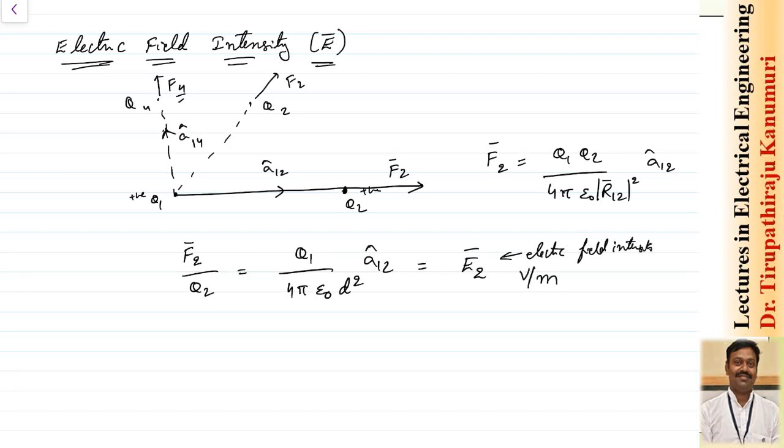The unit for this is volts per meter. Volts per meter, because the unit for force is newtons, so we can take this as newtons per unit charge. In electrical engineering we generally represent it by volts per meter, because we are going to construct the electric potential, that means voltage V, using E. These things we are going to discuss in the coming classes.